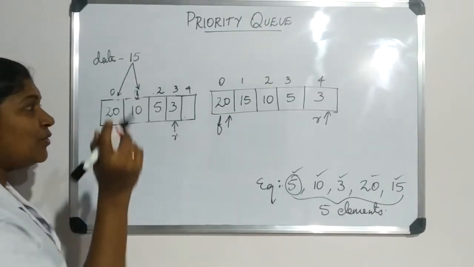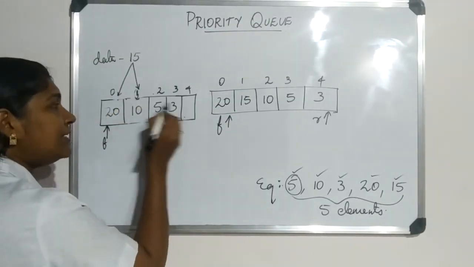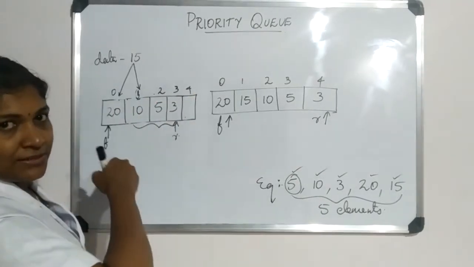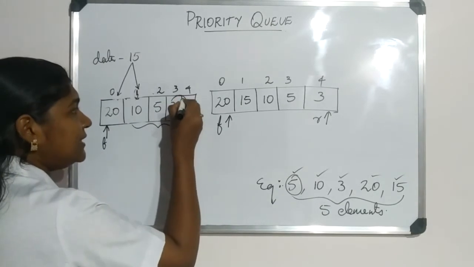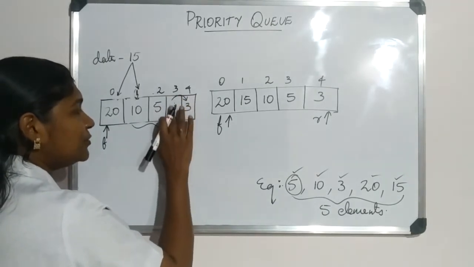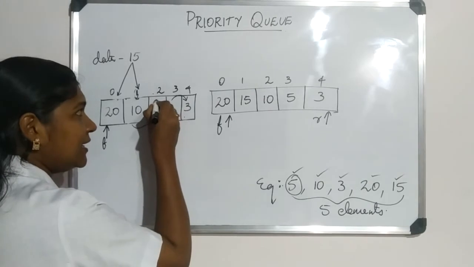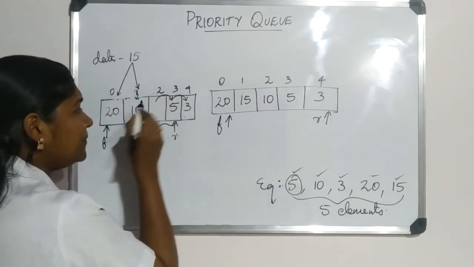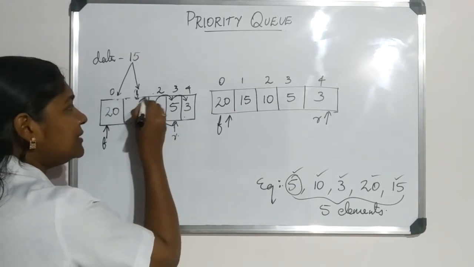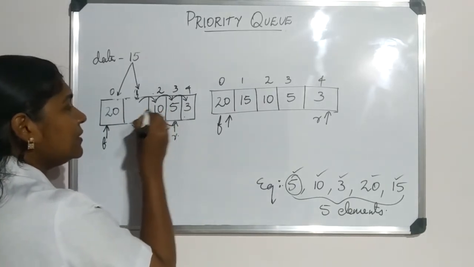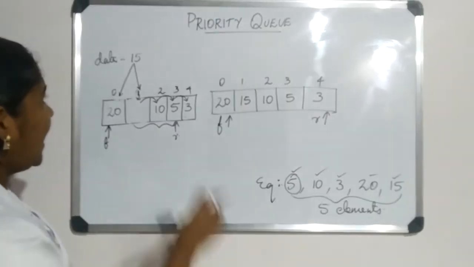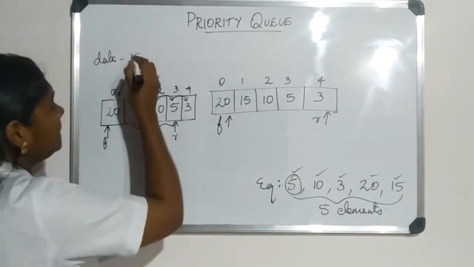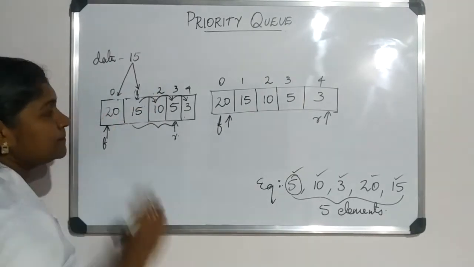So what do we need to do? We need to move all the elements one position towards the right. That is, 3 to this position so that this position is free. Then 5 to the next location so that this location is free. Then 10 towards the next position so that this position is free. And right now we have got the correct position to enter 15, and we enter 15 over here.